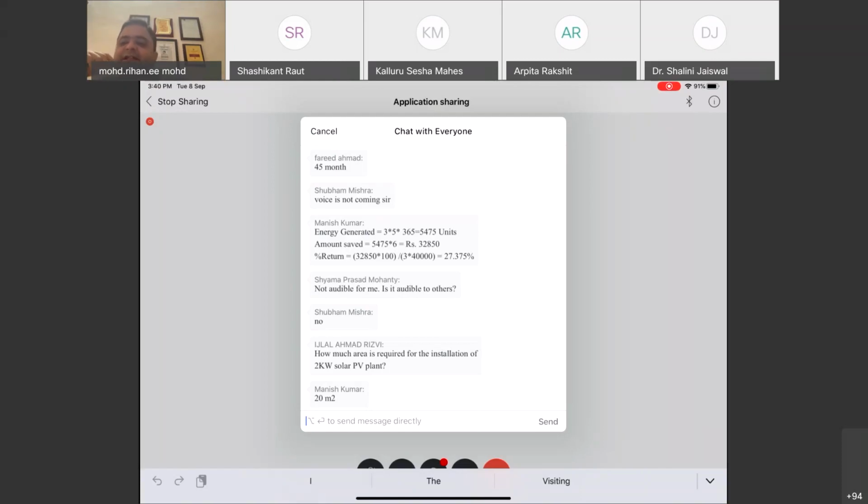Someone has asked how much area is required for the installation of a 2 kilowatt solar plant. So the tentative thumb rule is 100 square feet for 1 kilowatt. So 2 kilowatt, 200 square feet. That is the tentative thumb rule for it.